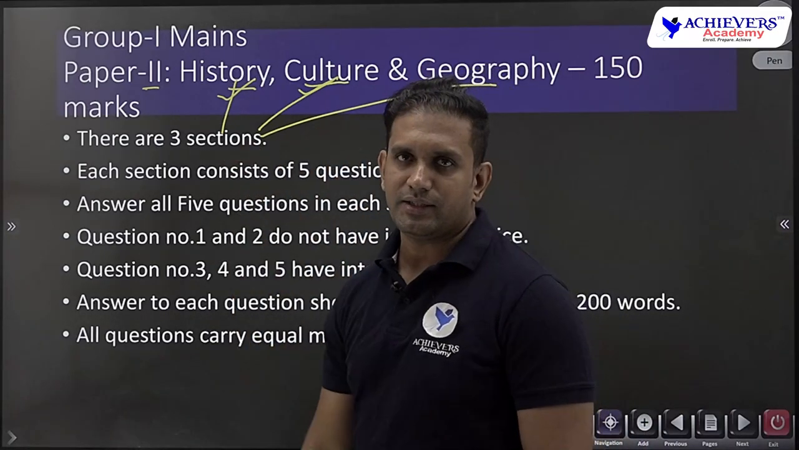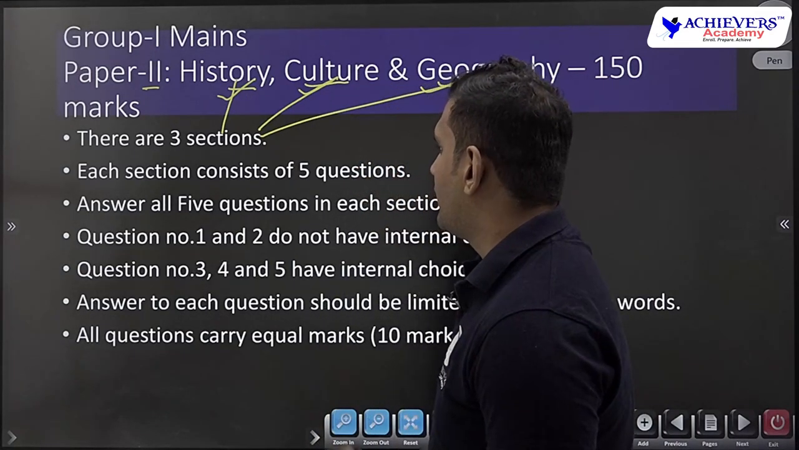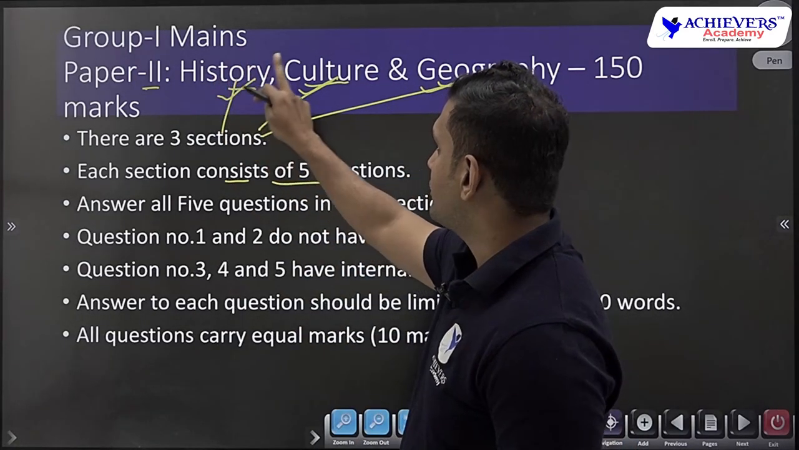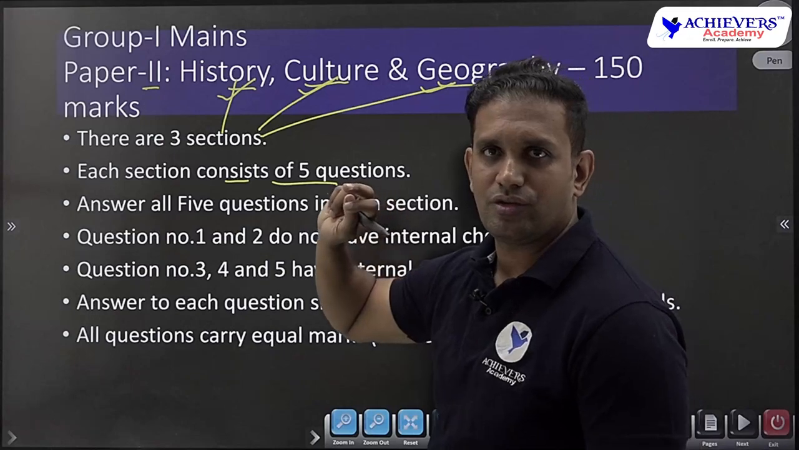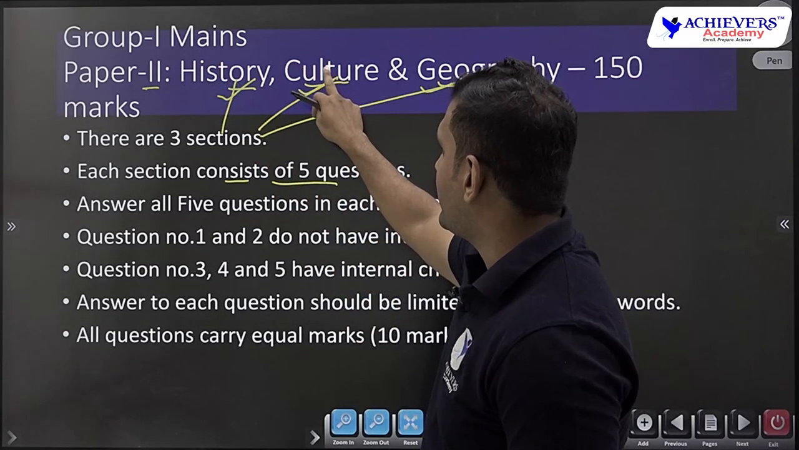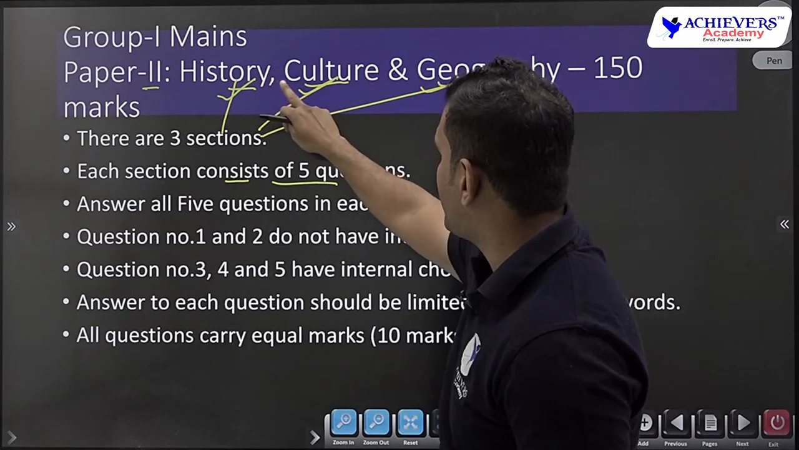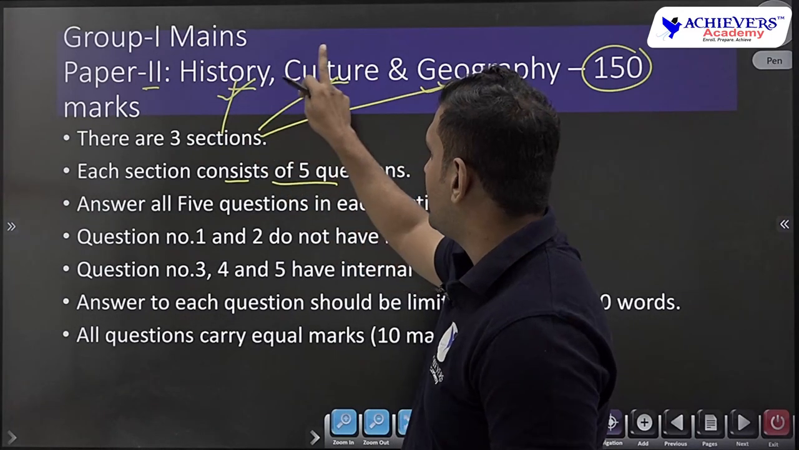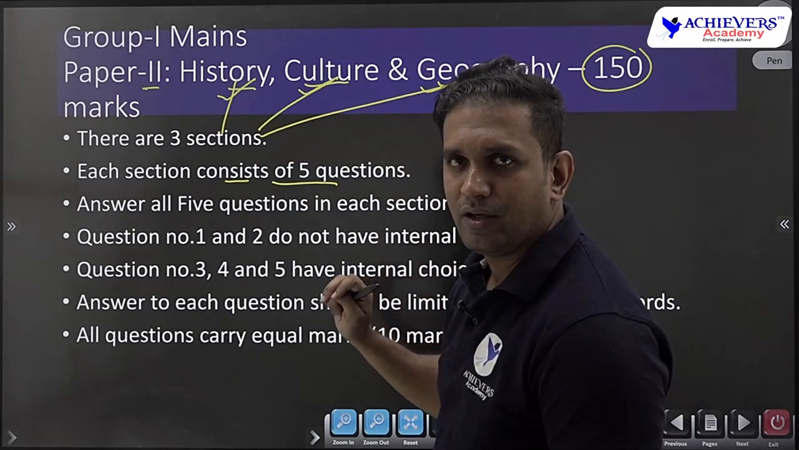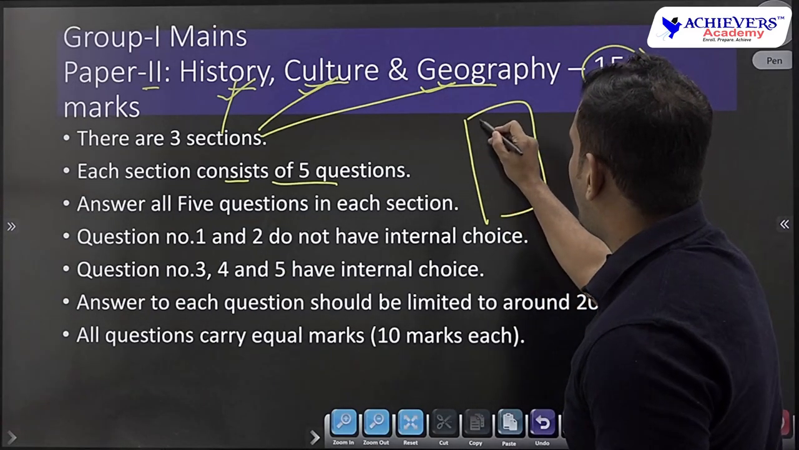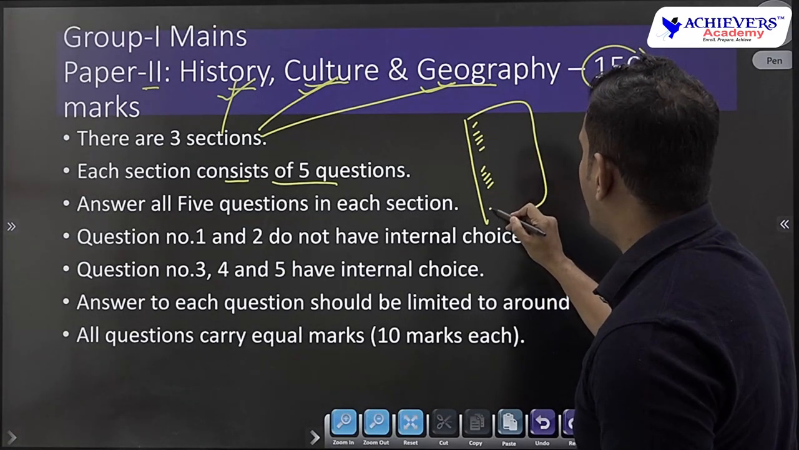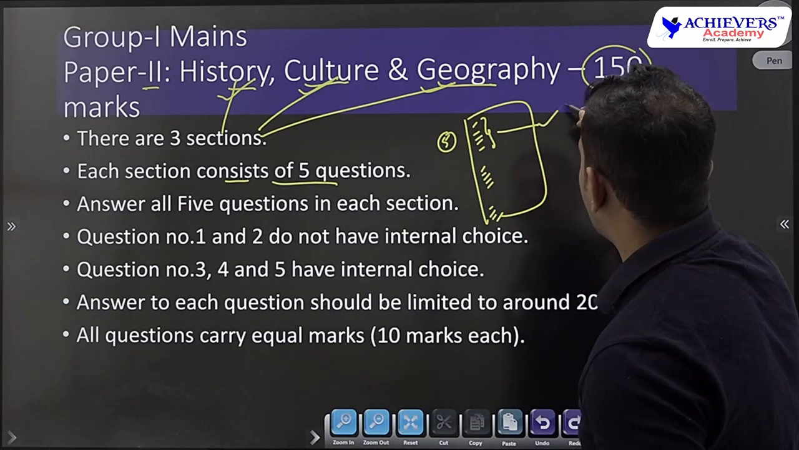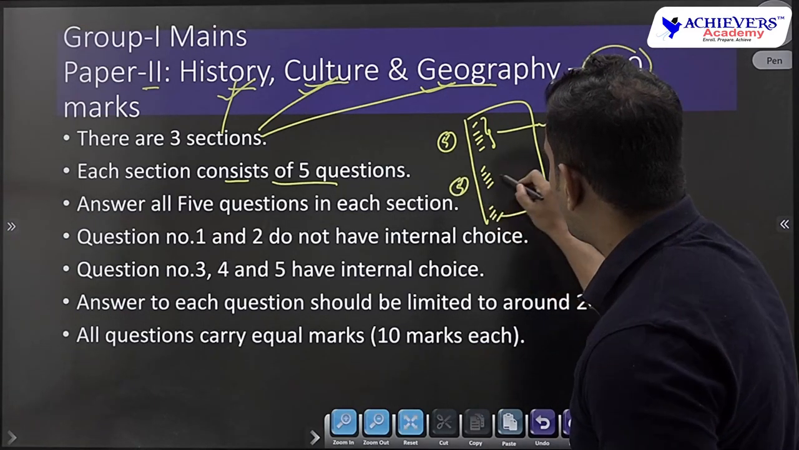So again here there are three sections. Each section consists of five questions. Here five questions, here five questions, here five questions. 5 into 10, 50 marks, 5 into 10, 50 marks, 5 into 10, 50 marks, total 150 marks. So here you have to answer 5, here you have to answer 5, here you have to answer 5. Now the question is: do we have to attempt only 5 questions, or are 5 questions given and you have to attempt all? Here only 5 questions are given, you have to attempt all.